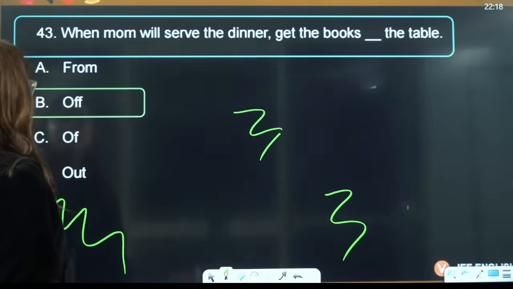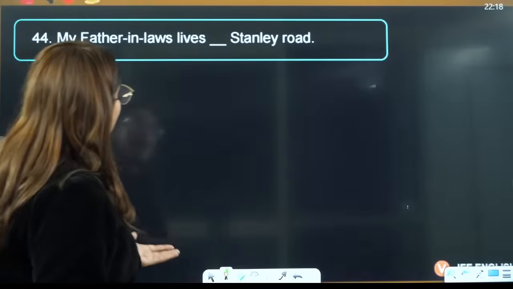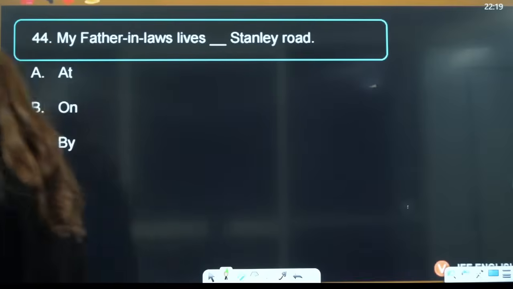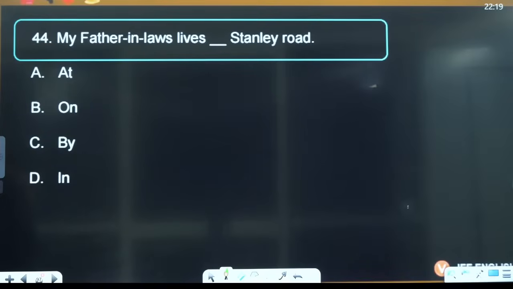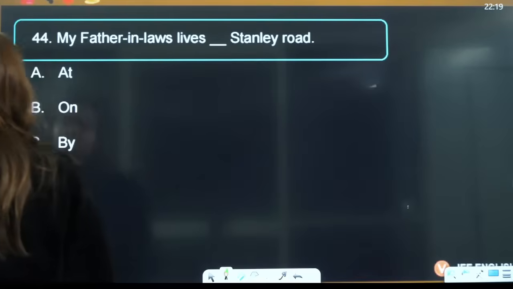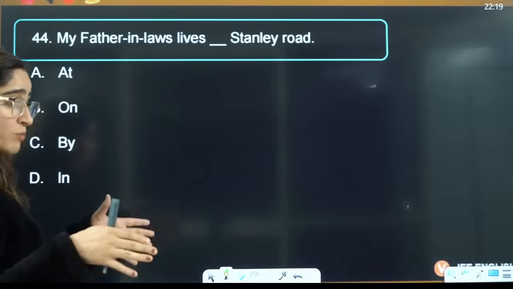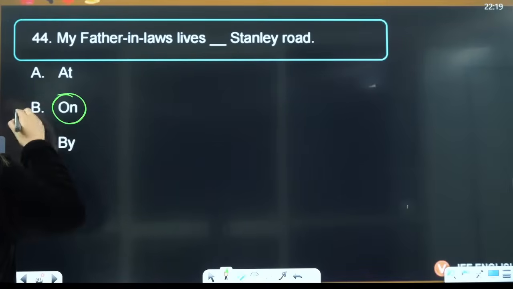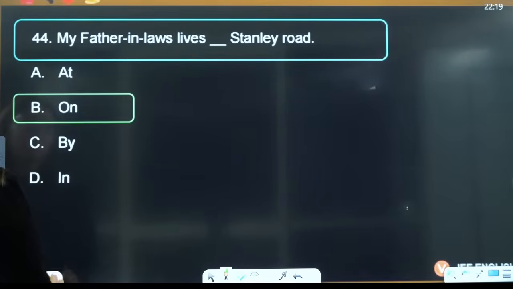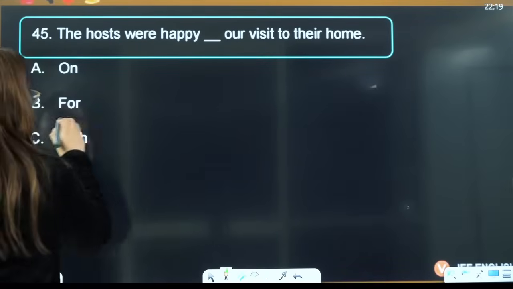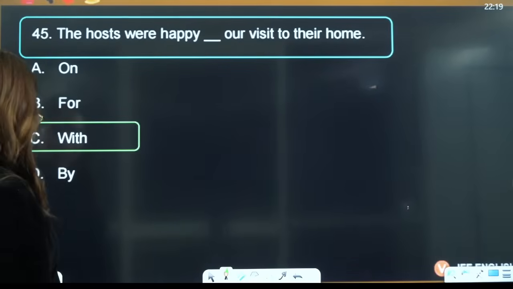The same way, right? Then my father-in-law lives dash Stanley Road. At, on, what will it be? Tell me. We are specifying that. At Stanley Road, on. His home is on the Stanley Road. So it will be on the Stanley Road. The hosts were happy dash our visit to their home. The hosts were happy with what thing? With the visit to their home, right?